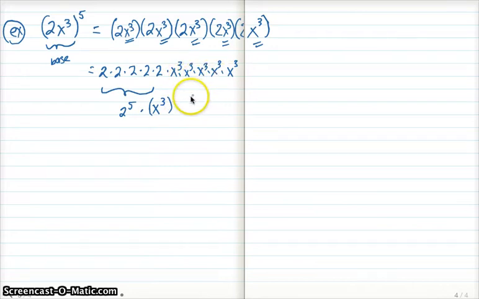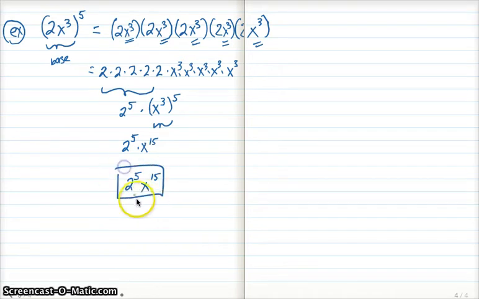1, 2, 3, 4, 5, also to the 5th power. And we can simplify this further by using the property we just explored, by saying 3 times 5 and getting a new exponent of 15. So our final answer here, simplified, writing it with exponents without actually figuring out 2 to the 5th, is 2 to the 5th times x to the 15th.